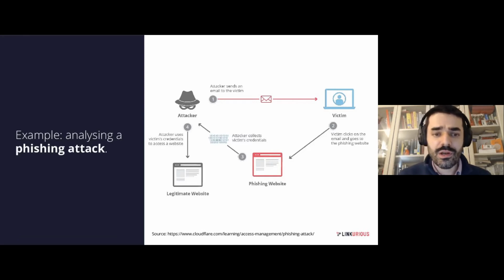Now I'm going to talk a little bit about phishing attacks. For those of you who are not familiar with phishing attacks, a phishing attack starts when an attacker sends an email to a victim. That victim is then routed to a fake website. On that website, the victim enters his or her credentials, which are harvested by the attacker, who can then use the credentials to access the real website in an effective manner.